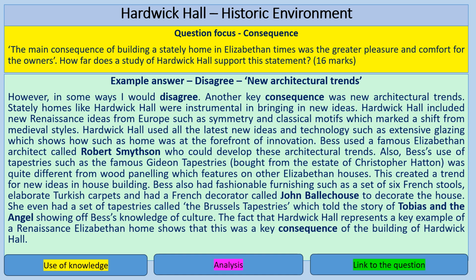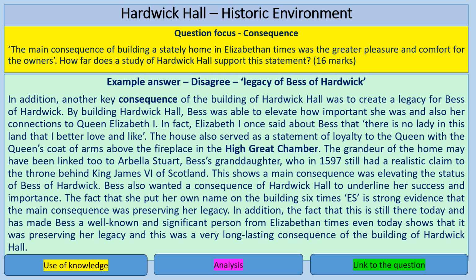Okay, so let's have a look at a third paragraph now and a second disagree paragraph. So I think this is a really powerful argument actually, the legacy of Bess of Hardwick. In addition, another key consequence of the building of Hardwick Hall was to create a legacy for Bess of Hardwick. By building Hardwick Hall, Bess was able to elevate how important she was and also her connections to Queen Elizabeth I.